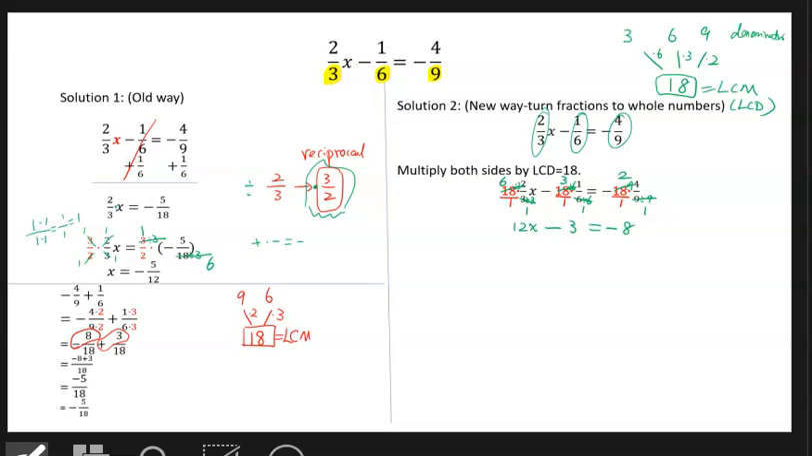So now we notice after multiplying both sides by 18, we successfully got rid of all the fractions and turned them into integers or whole numbers if we don't look at the sign here. And this is much easier to solve than the original problem.